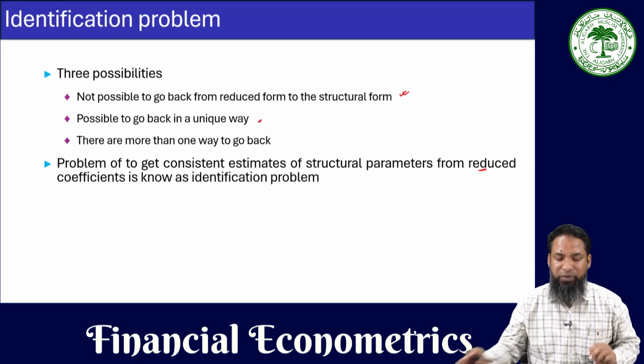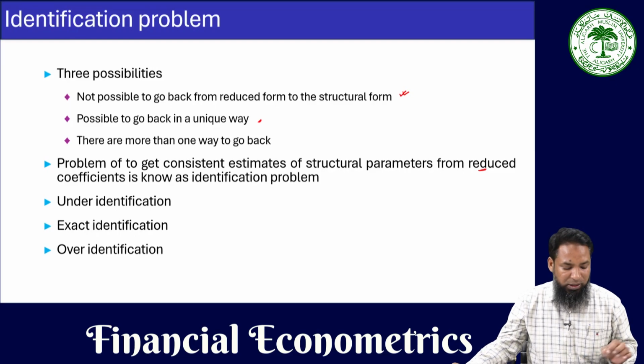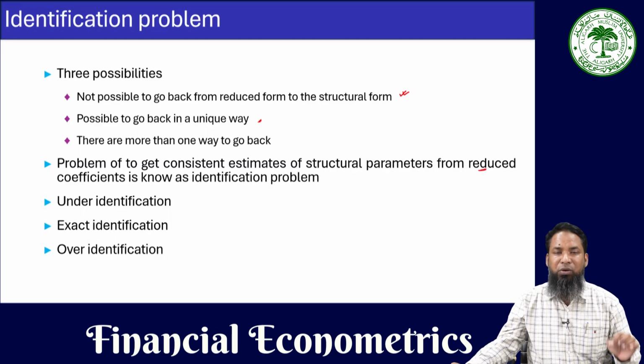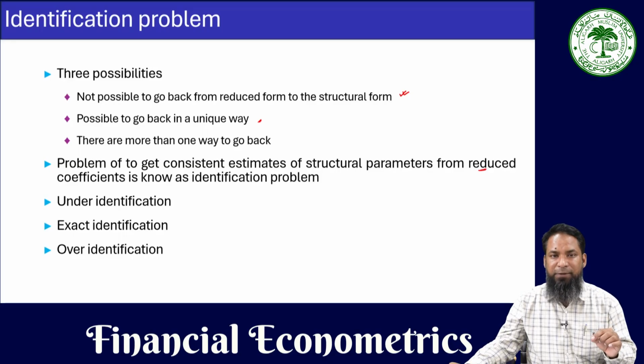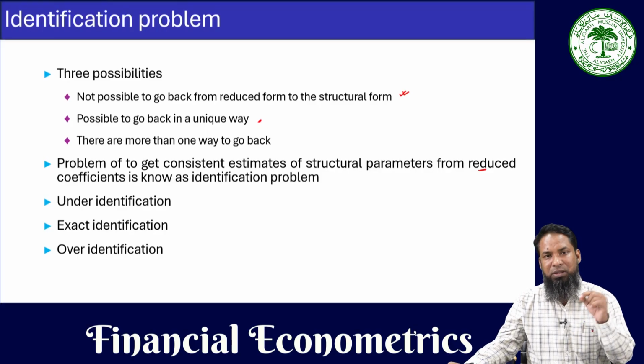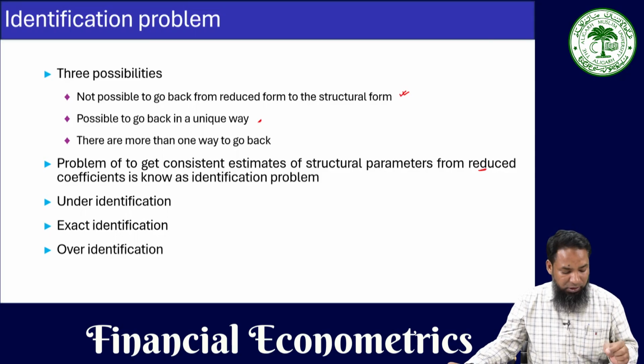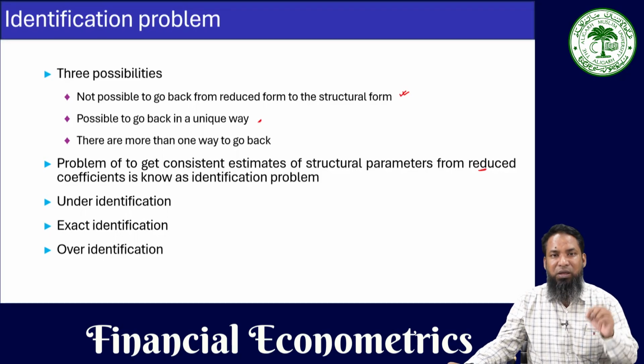Depending on whether we are able to go back or not, we have three types of identification: under identification, exact identification and over identification. Under identification means it is not possible to estimate the structural parameters from the reduced form parameters. Exact identification means there is a unique relationship between the structural parameters and the reduced form parameters. Over identification means there is more than one relationship between them.